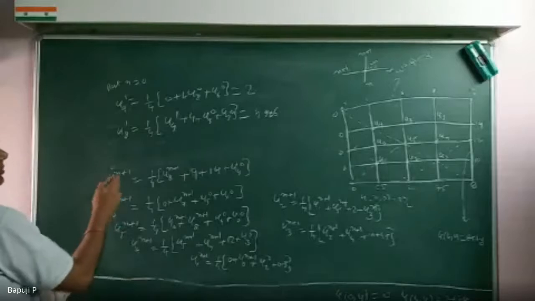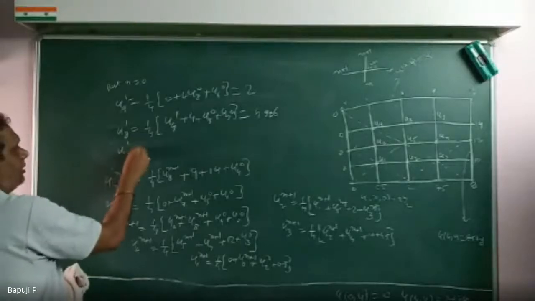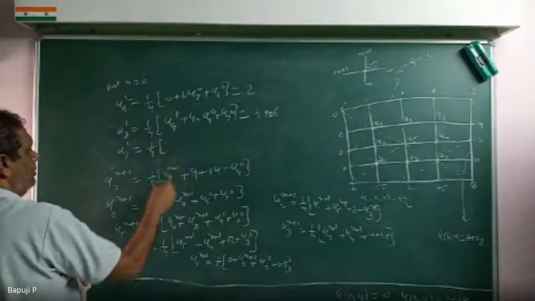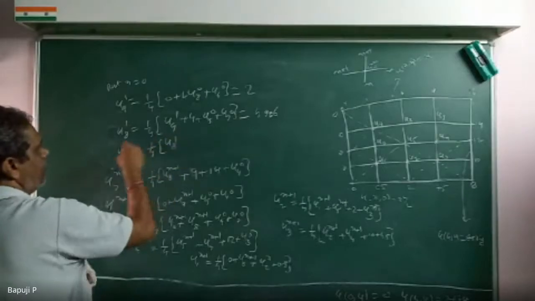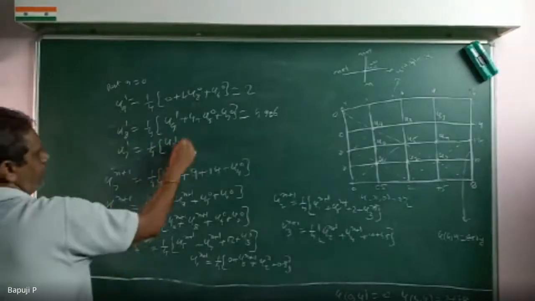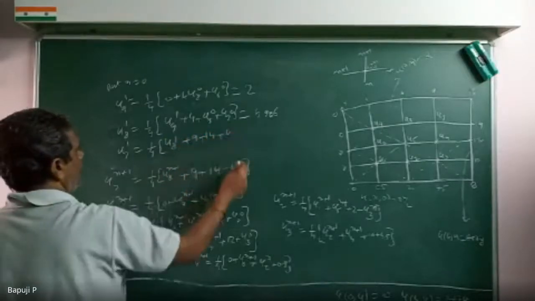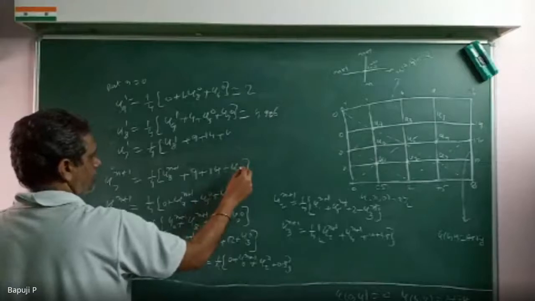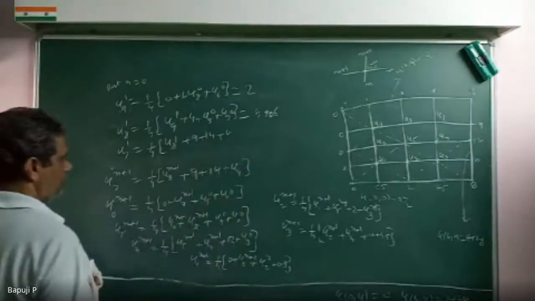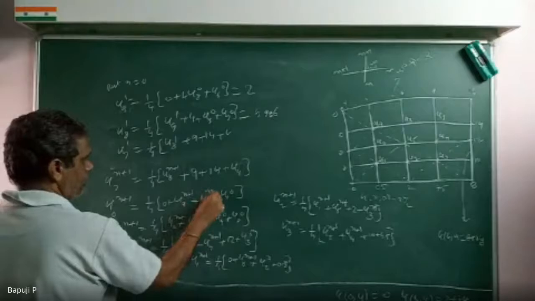Again, here put n is equal to 0, what you will get? U71. U71 is what? 1 by 4, U81, U81 already available here, plus 9. This is n, sorry, not. Sorry, this value is n actually. Sorry.